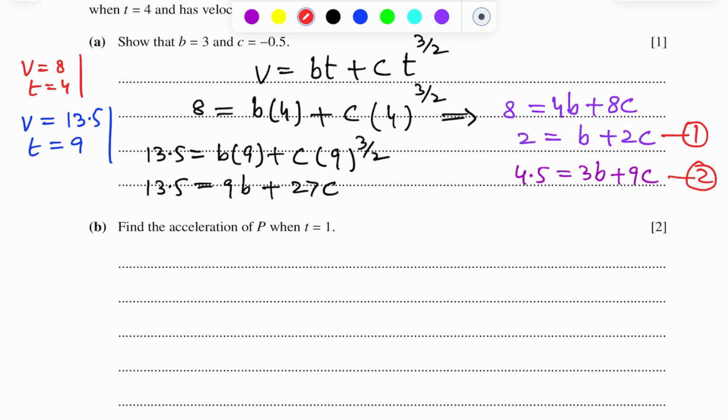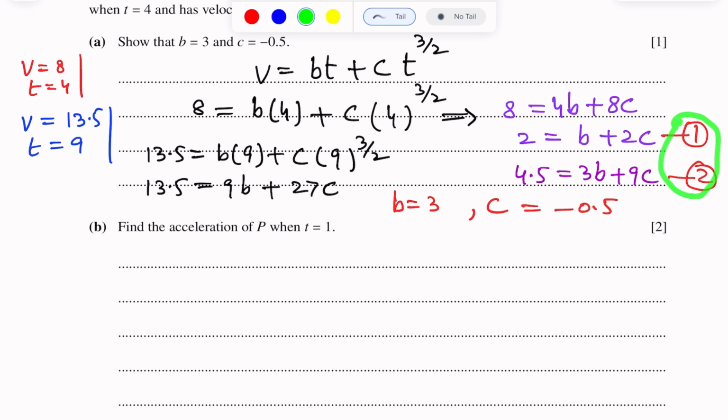Now solving these two equations simultaneously, both involving B and C, we can use the substitution method or the elimination method. We get B is equal to 3 and C is equal to minus 0.5.